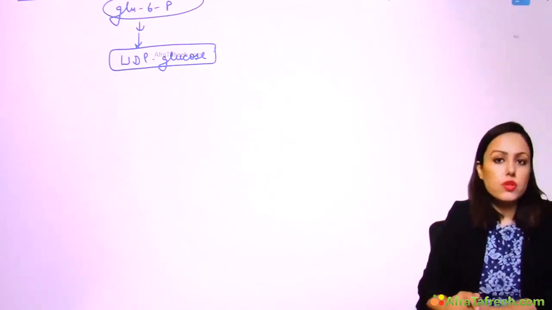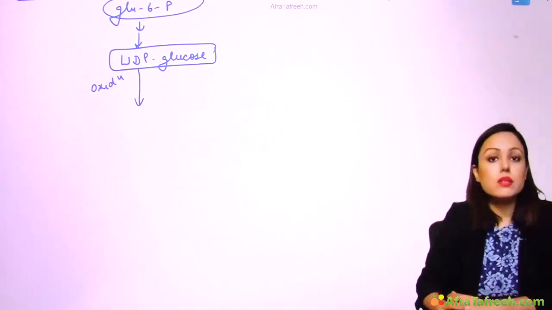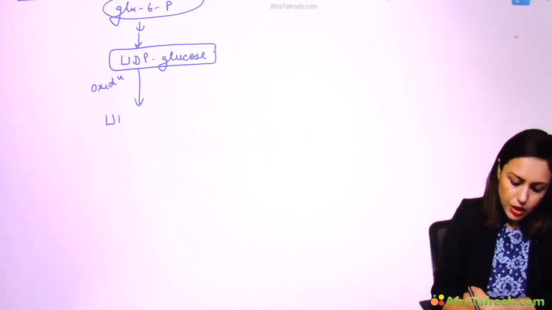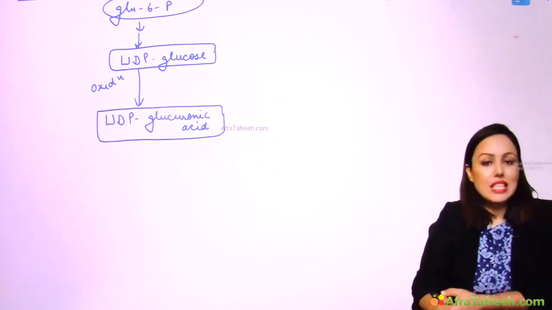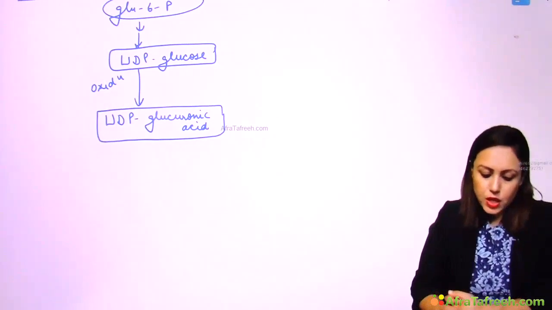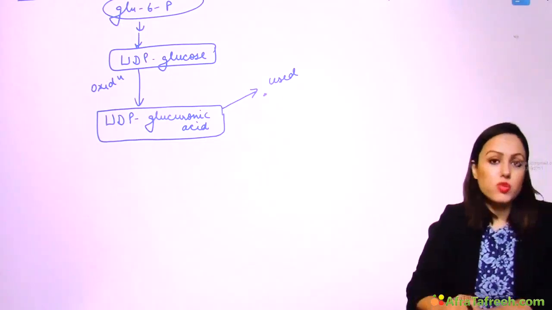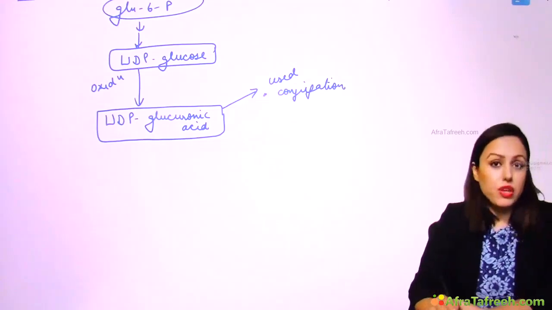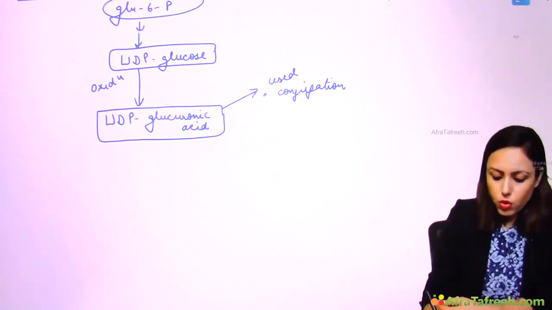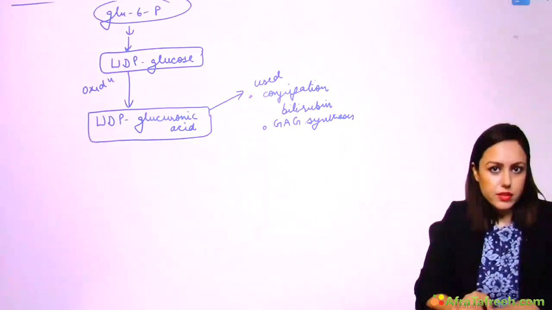Now UDP glucose is formed and now oxidation will occur at C6 position, making UDP glucuronic acid. You know that oxidation at C6 makes uronic acids. This UDP glucuronic acid is used at various places. It is used for conjugation reactions of phase 2 xenobiotic reactions, also in the conjugation of bilirubin in liver. It is used for GAG synthesis, right?